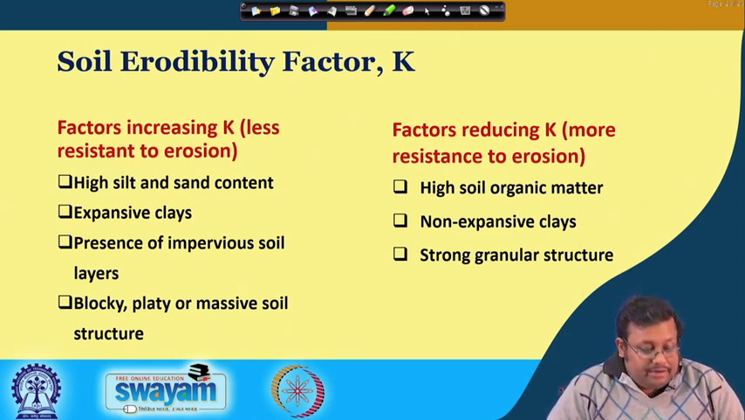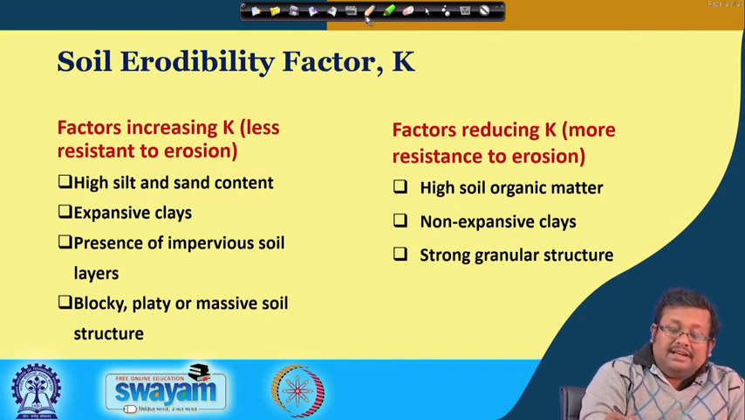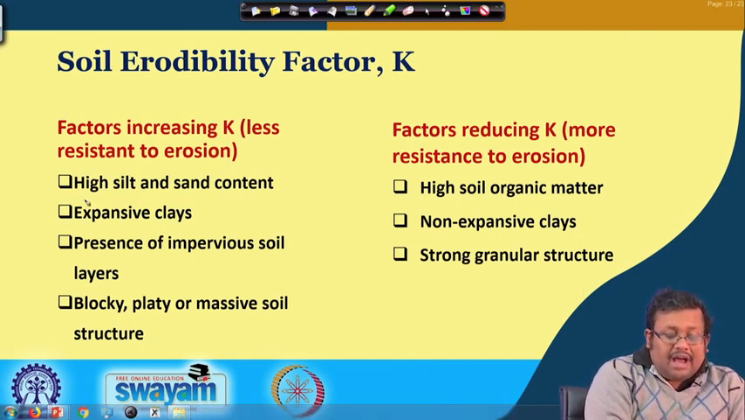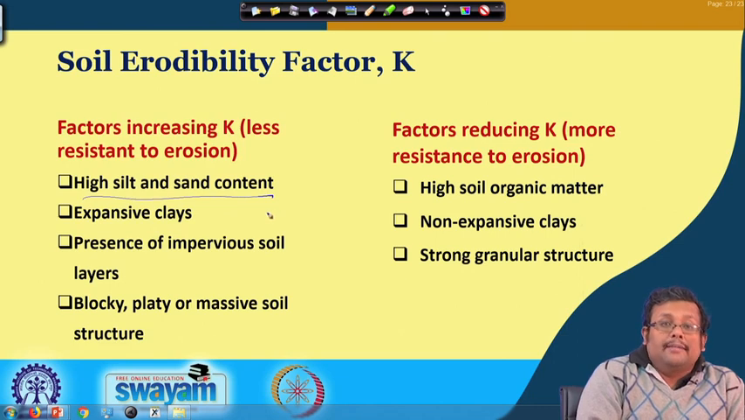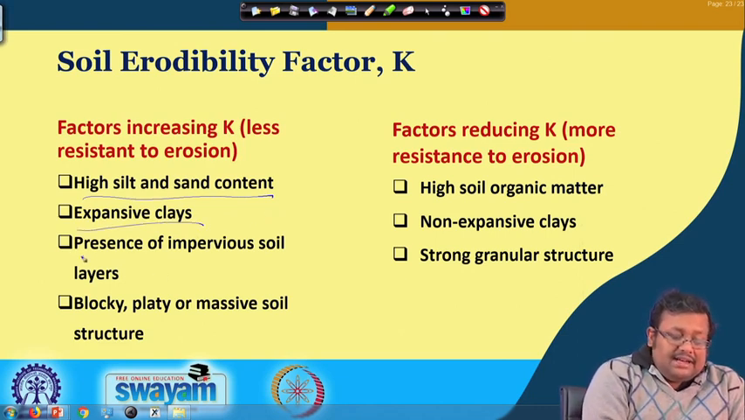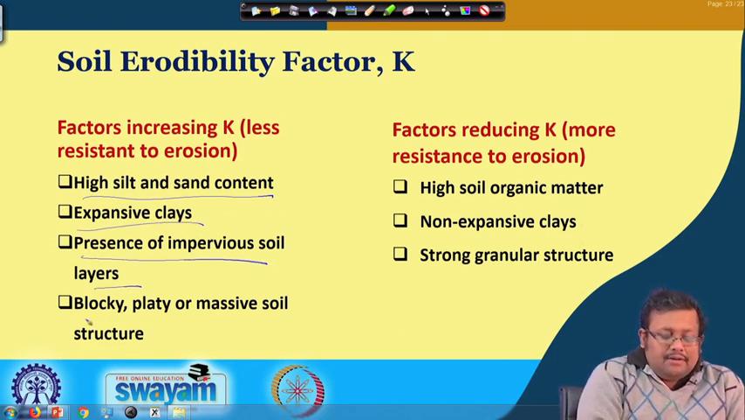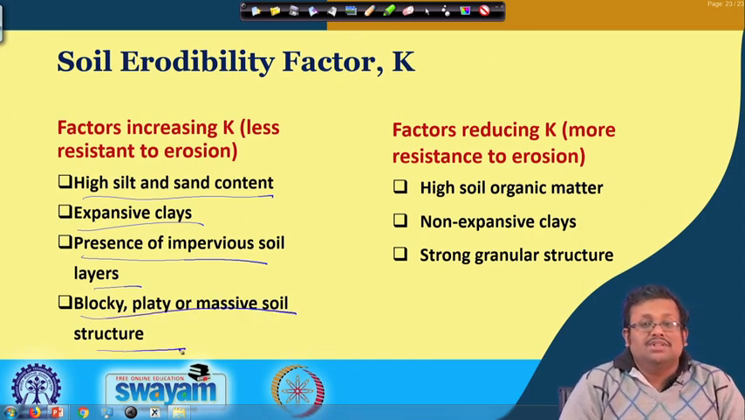that means increase the erodibility. For example, first, high silt and sand content. The second is expansive clay. Third is the presence of impervious soil layers. Fourth one is blocky, platy or massive soil structure.